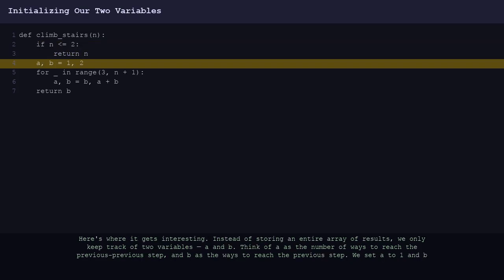Here's where it gets interesting. Instead of storing an entire array of results, we only keep track of 2 variables, A and B. Think of A as the number of ways to reach the previous step, and B as the ways to reach the current step. We set A to 1 and B to 2, representing the answers for step 1 and step 2 respectively. This is our launching pad for building up to step N.